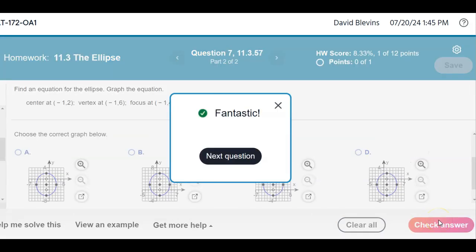So there wasn't much to that one once we got the equation. When we got those choices down there, we didn't have to deal with where the foci are or any of that kind of stuff. It was just literally the center, shifting it in the correct direction.